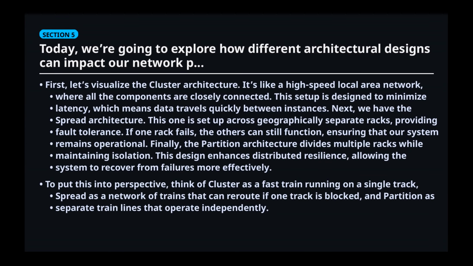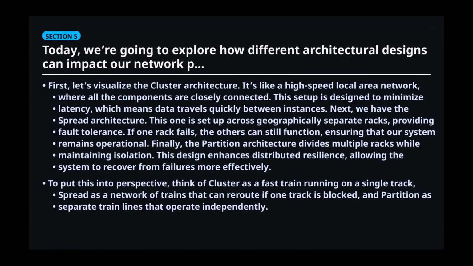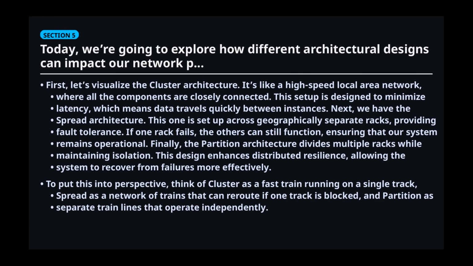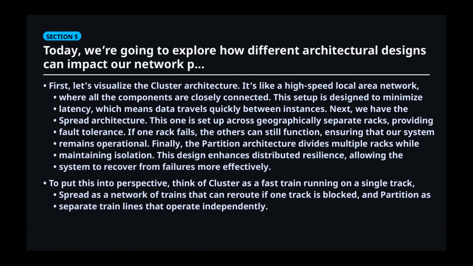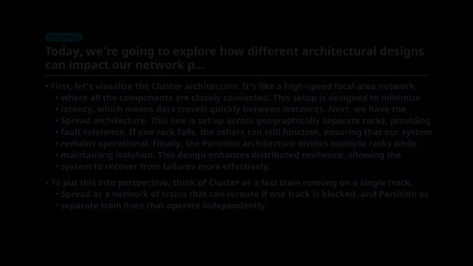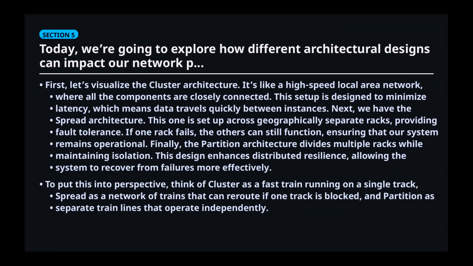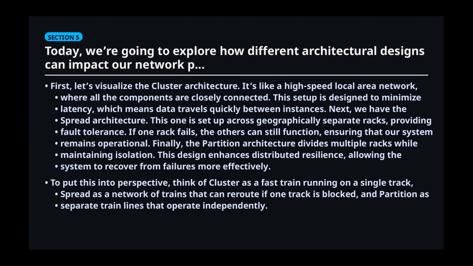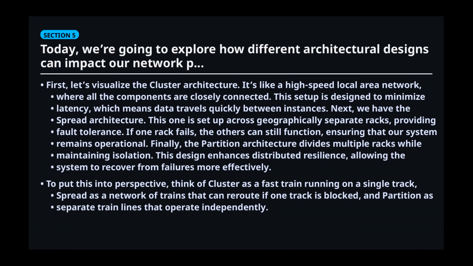To put this into perspective, think of cluster as a fast train running on a single track, spread as a network of trains that can reroute if one track is blocked, and partition as separate train lines that operate independently. In summary, each architecture has its strengths: cluster for speed, spread for reliability, and partition for resilience.